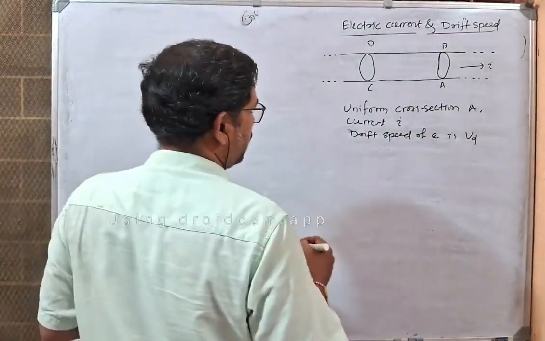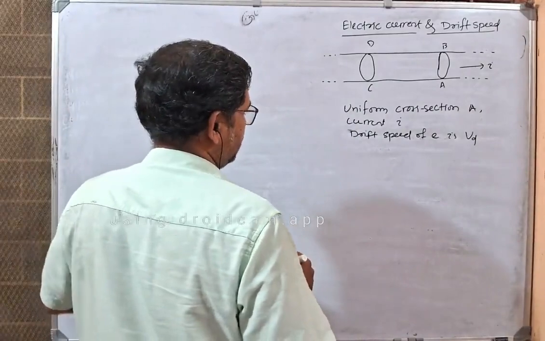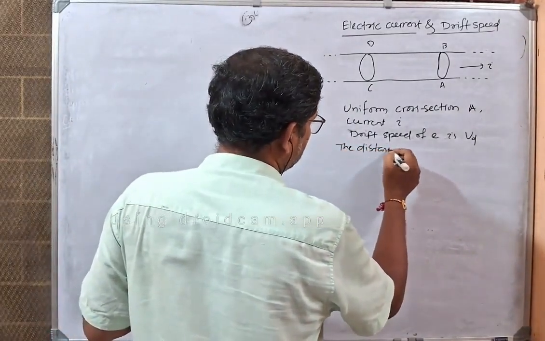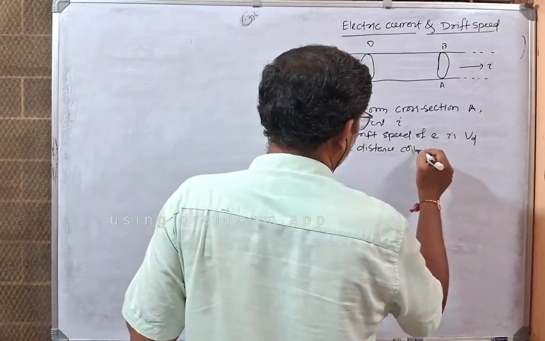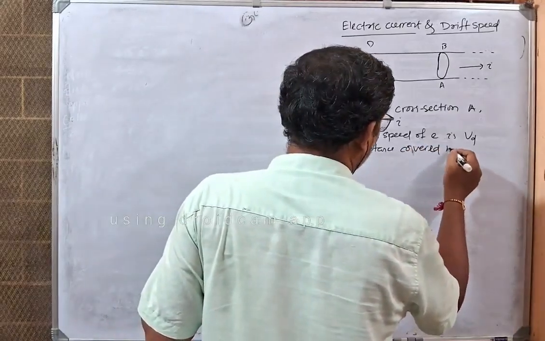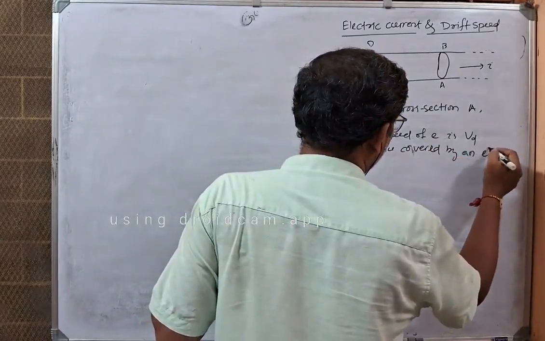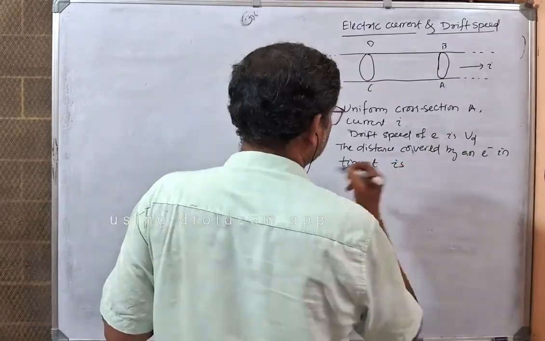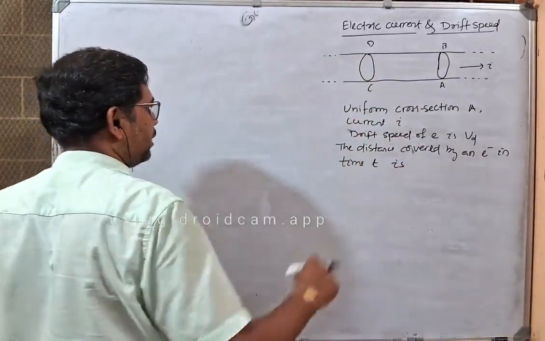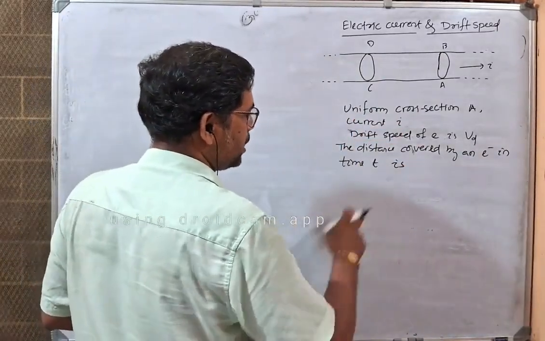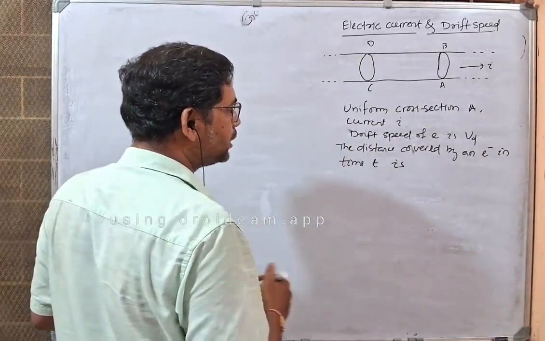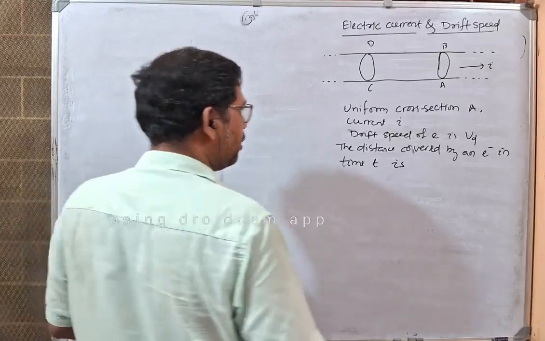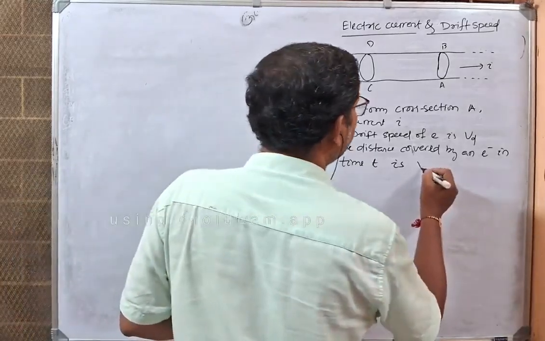So how far will an electron move in time t? The distance covered by an electron in time t is how much? From this data, you know the speed, you know the time. So distance is speed into time, Vd t.